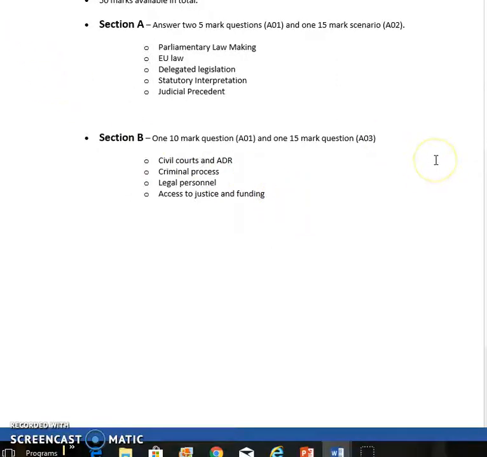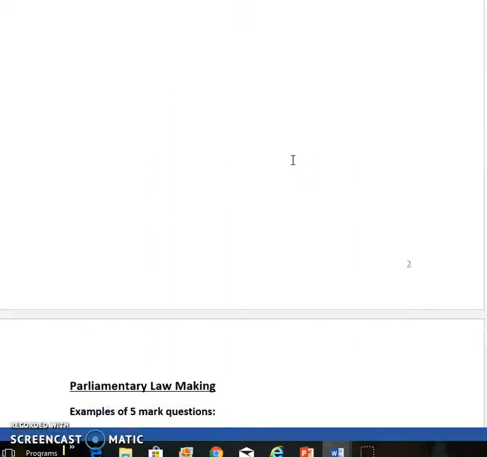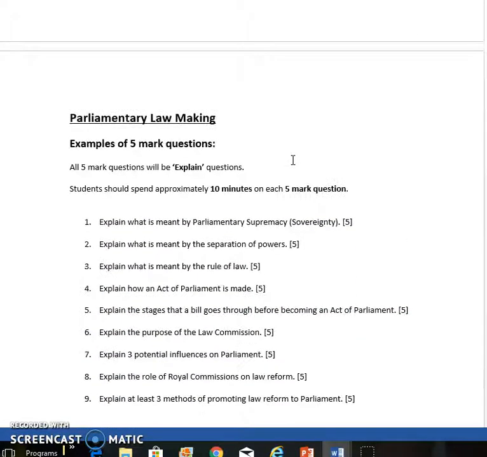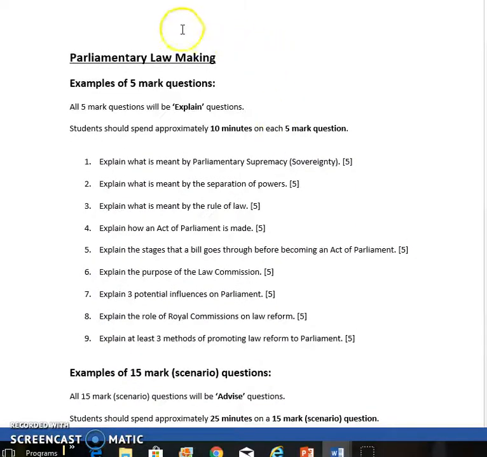So this document gives you some examples of the sorts of questions you can expect on Section A and the sorts of questions you can expect on Section B. So I'm just going to have a look at those with you. If we start with Section A, the first possible topic that could come up is Parliamentary Law Making.